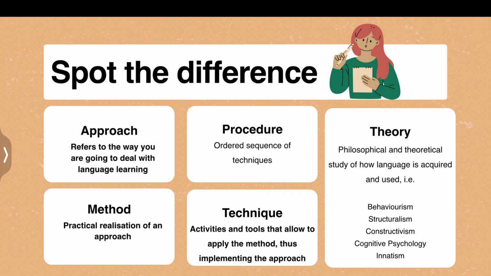A technique is a combination of activities and tools that allow you to apply the method, thus implementing the approach, while a theory is a philosophical and theoretical study of how language is acquired and used. For example, behaviorism, structuralism, constructivism, cognitive psychology, innatism, and so on.